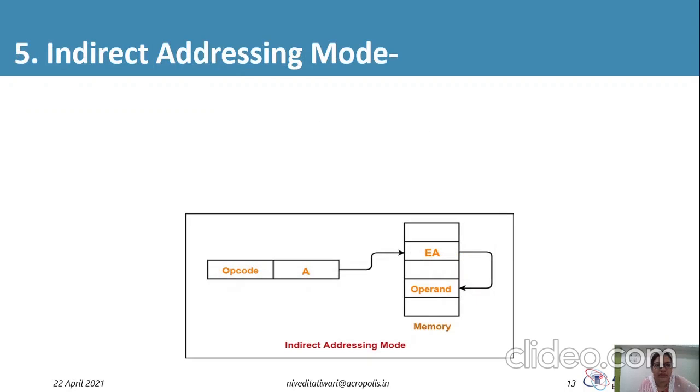The next addressing mode is the indirect addressing mode. Here we apply the concept of indirect address. So the value available in the instruction address field refers to some memory location, and the value available at that memory location refers to the effective address of that operand. So again this value refers to the memory, and at that place the operand value will be available. So here memory reference is 2 times.